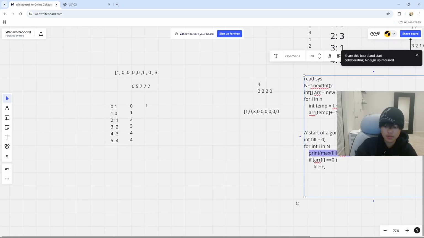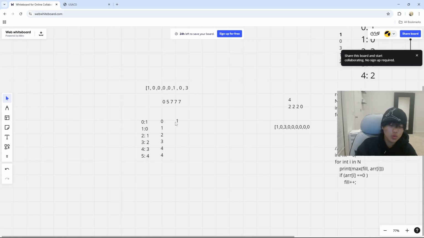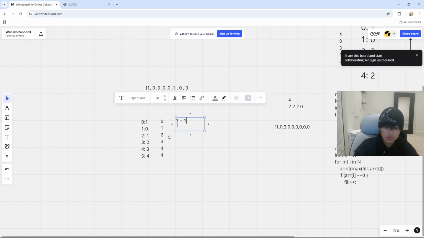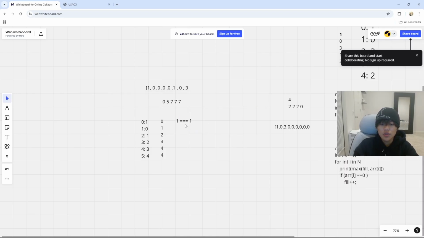Sorry, we're printing the max between the two. So which one's greater? The amount we need to change or the amount we need to fill? Which is 1 versus 0. So the answer would be 1. I'll just do something like that, right? All right, now let's go to number 2.